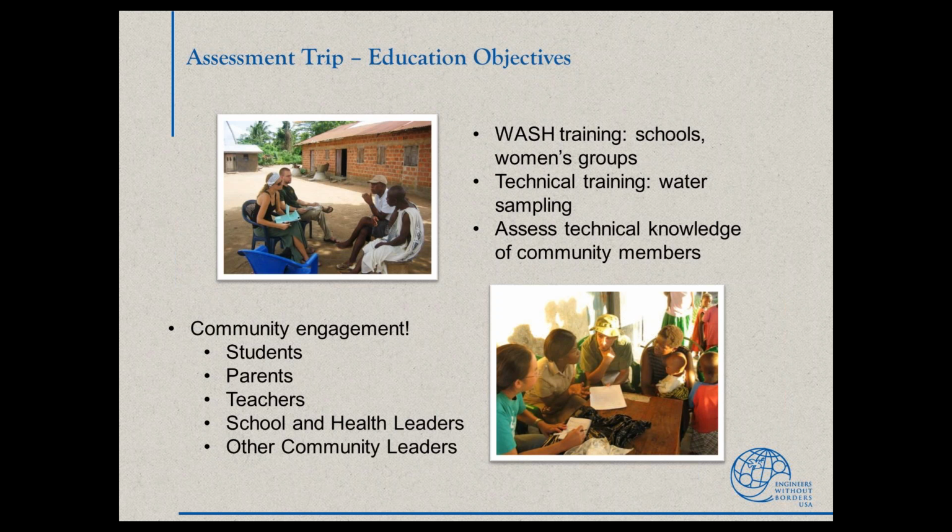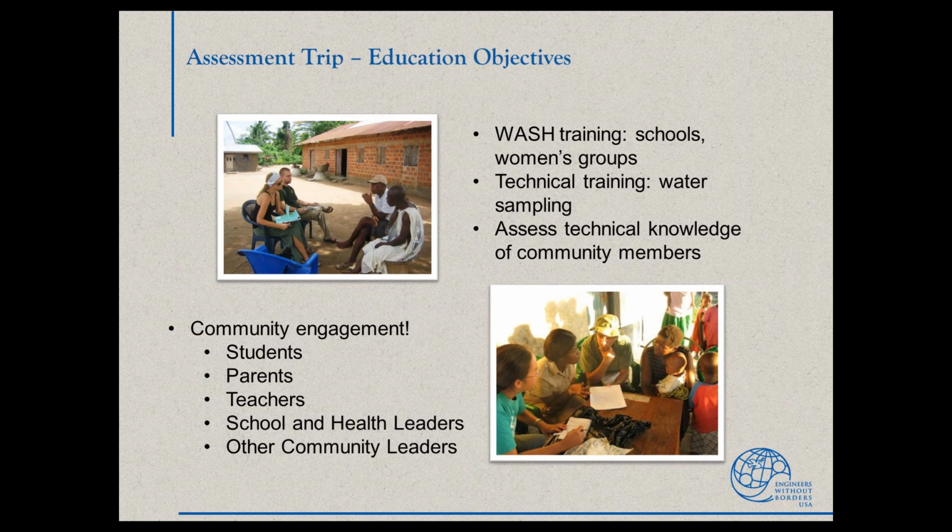So during the first assessment trip that your chapter goes on, one of the main goals is to get to know your local partners and to confirm the problem identified by the community. During these trips, chapters are really focused on gathering as much data as possible, conducting household surveys, community meetings, meeting with the local stakeholders, as well as gathering technical data.